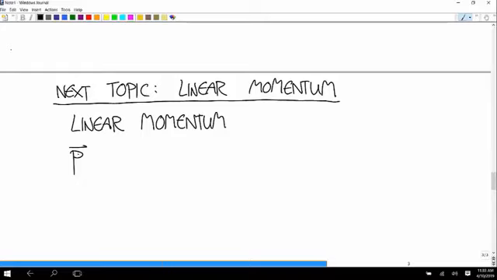Yeah, that's true. That's a good idea. That might revolutionize physics.